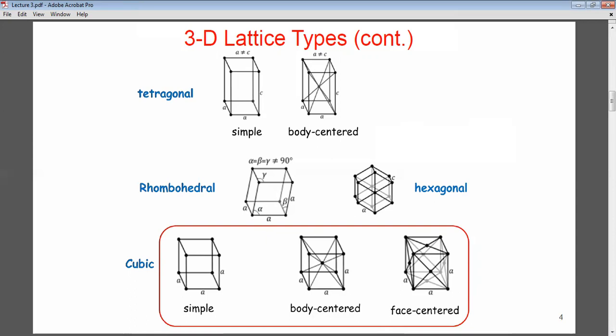Why so? Because in the other cases, when the angles are not 90, it gets very algebraic and very complicated, and it's almost impossible for us to solve these in class. Almost everywhere it's agreed that we stick to 3D lattices with orthogonal axes. We will start with the simplest form of lattices, and these are the cubic.